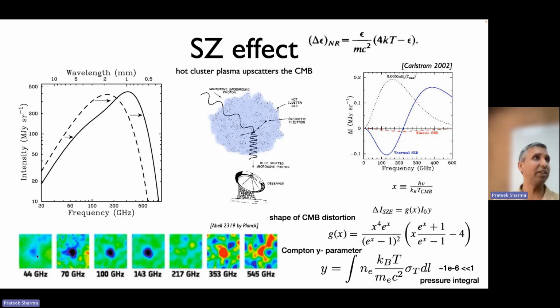Okay, so here is actually a real observation of this SZ effect. This is a galaxy cluster, Abell 2319, observed by Planck. Planck is a CMB experiment. This is at 44 gigahertz, 70, 100, and so on. So what you see is there is a deficit of brightness, or the brightness temperature or the antenna temperature is small below 217 gigahertz. At 217 gigahertz, there is no excess or deficit. As you go to higher frequencies, you have an excess.